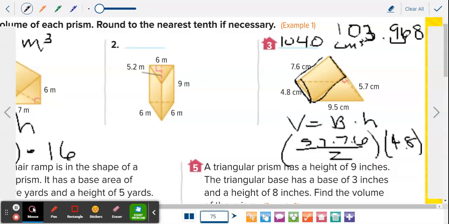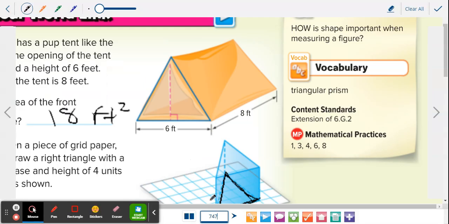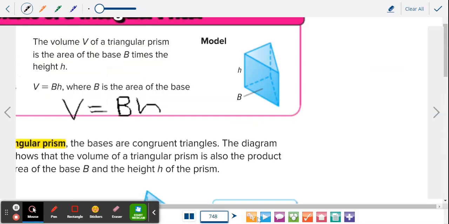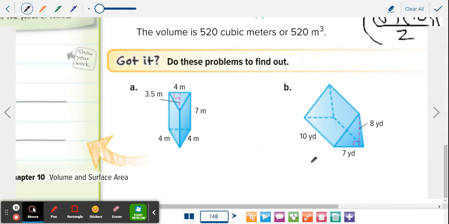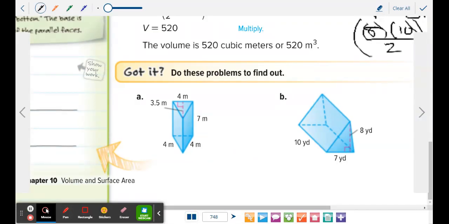So I want you guys to go back to page 747, or 48, I mean, and do A and B down at the bottom. So all you're doing is finding the volume of these two triangular prisms. So go ahead and find the volume of each of those. Follow the formula. All right, here we go. So letter A. Once again, volume equals area of the base times the height.